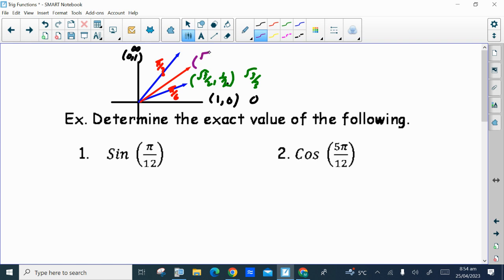So it's root 2 over 2, comma, root 2 over 2. And because the tangent is sine over cos, you're dividing something by itself, that gives you 1.